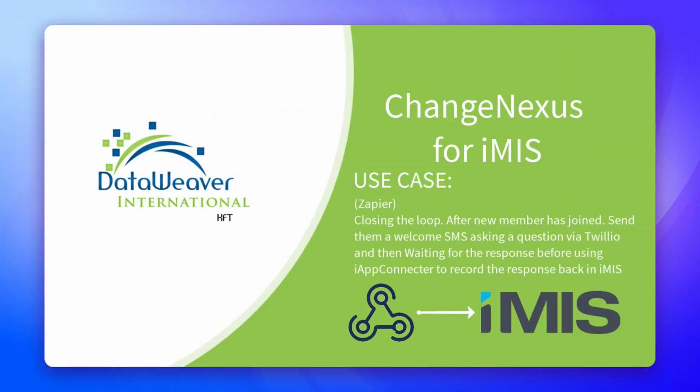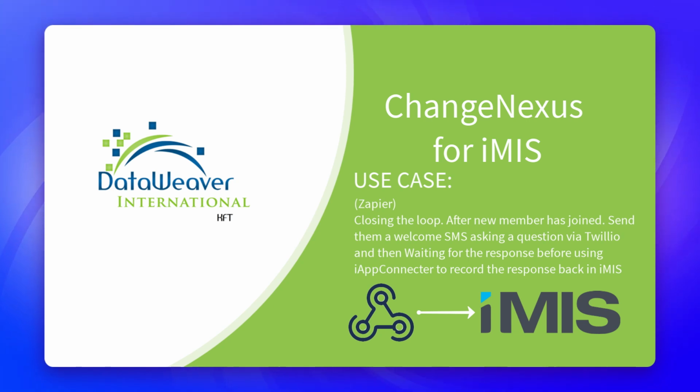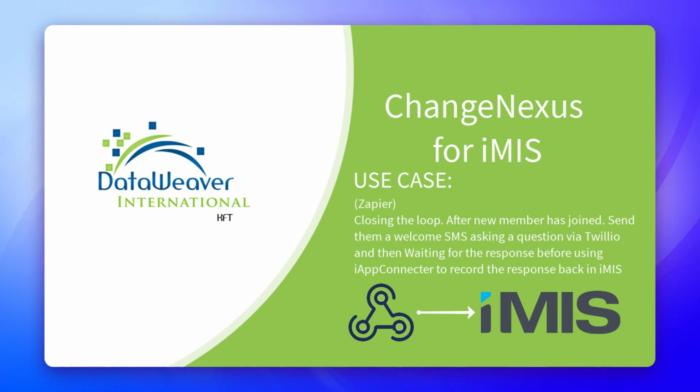For our Change Nexus for iMIS use case, we're going to demonstrate closing the loop this time. We're going to listen for a webhook when a new member has joined. We're then going to connect that to Zapier, and we're going to send a welcome SMS via Twilio, also asking a question. We're then going to wait for the member to respond to that question via SMS, and then we're going to use iAppConnector to look up that person's mobile phone details, and then we're going to use that information to actually write their response into their record in iMIS.